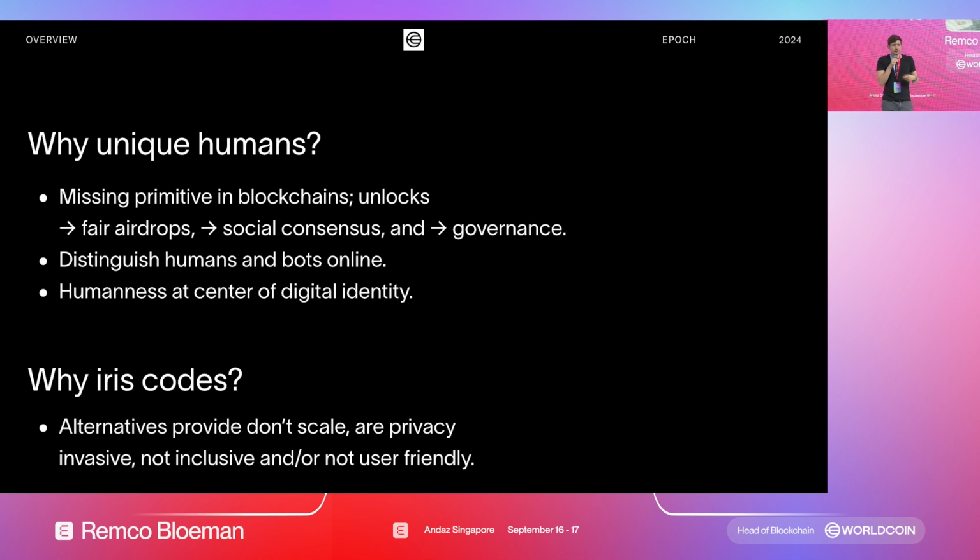And there are some alternatives out there. You might be wondering, why not use passports? Why not use fingerprints and so on? Turns out that none of them actually scale. Either they are too easy to circumvent, you cannot do them in an automated fashion, or in the case of fingerprints, they are only unique up to 1 million people.